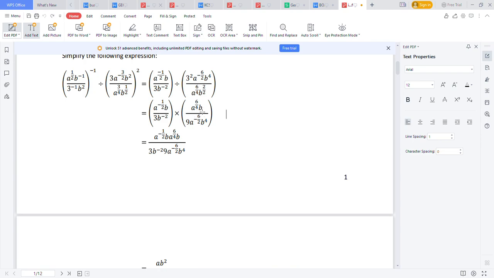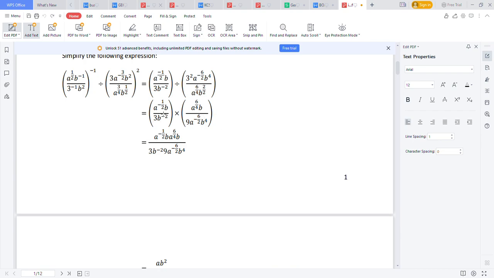So what are we going to do here? We are going to add negative a half plus 6 over 4. Maybe you are not understanding what I'm saying, but I'm saying like this.